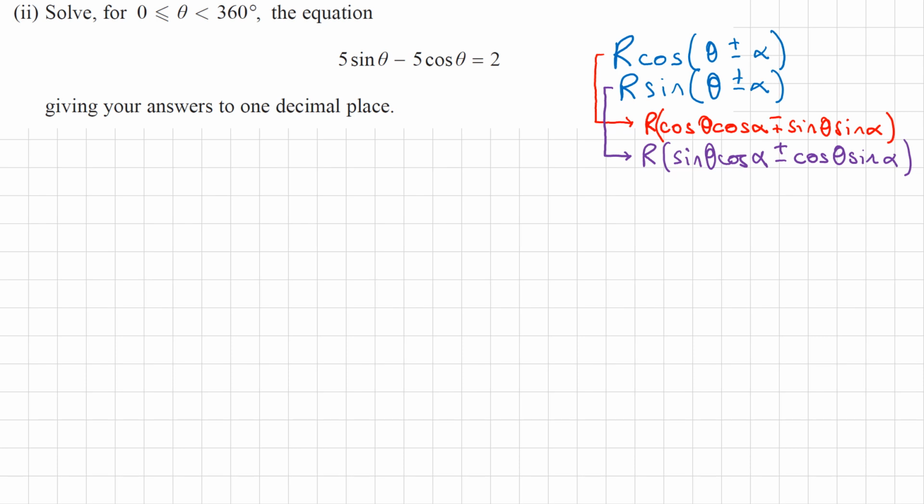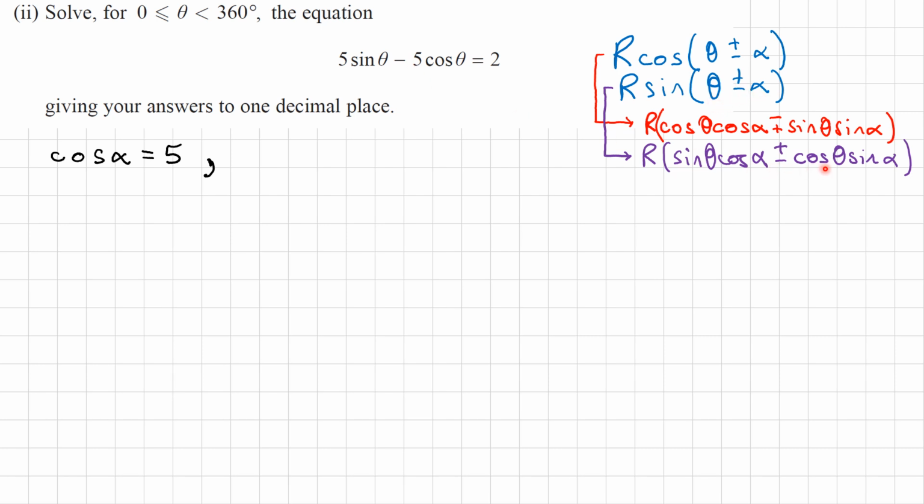So that means that I can write cos alpha equal to 5. Can you see the form matches up? I've got sine theta times cos alpha, so cos alpha is 5. And then if I continue with the rest of the expansion, that's the expansion of r sine theta plus or minus alpha. We'll decide whether it's plus or minus in a moment.